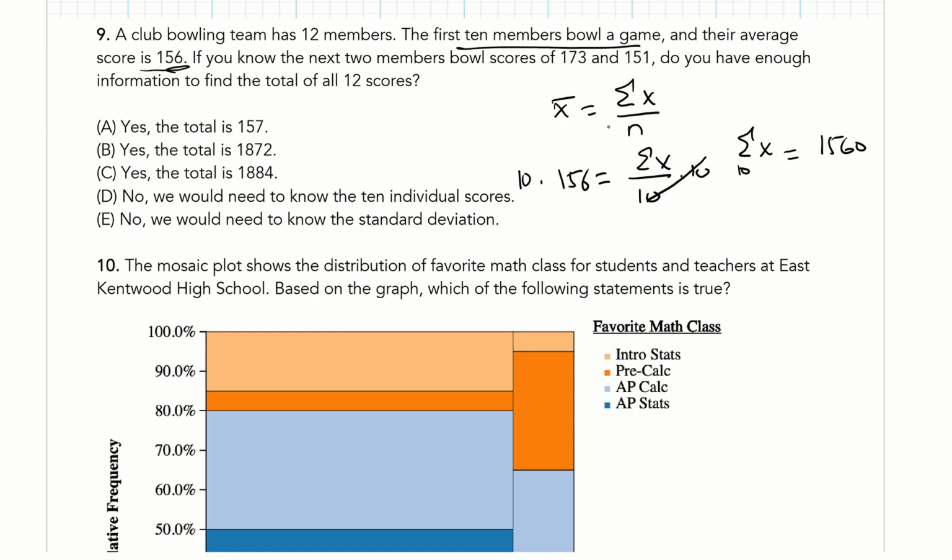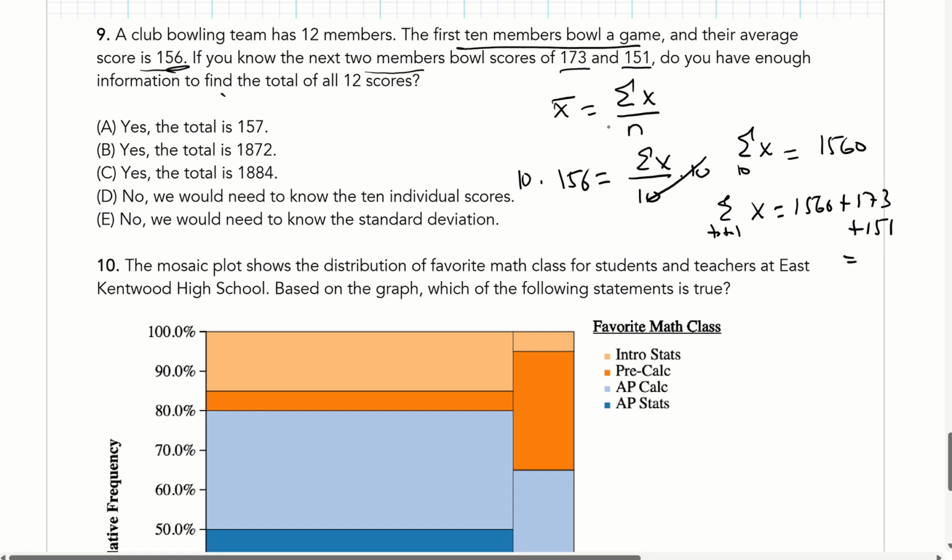Now the next 2 members bowl 173 and 151. So the total sum is 1560 plus the 173 plus the 151. That gives us our total sum. And then we can get the average from that if need be by dividing this result by 12. But here they don't want the average. They just want to know, do we have enough information to find the total? And the answer is yes. Just add these up, and you would get 1884. So the answer is yes.